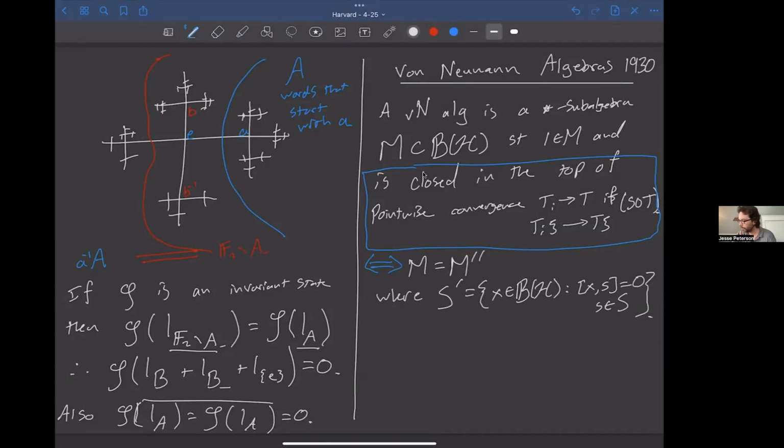One inclusion here is obvious. It's obvious that M is included in its bicommutant. That's for any unital star subalgebra. And von Neumann showed that this is the same as the closure in the strong operator topology, or also the weak operator topology.